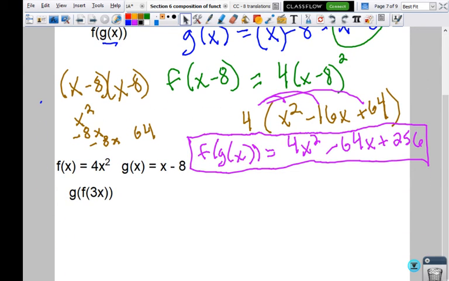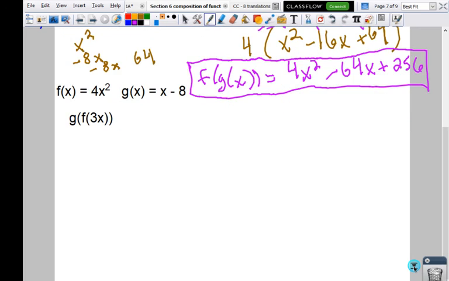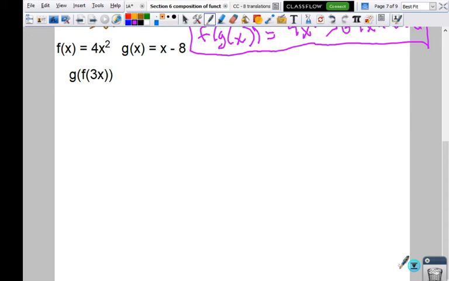Alright, this time around, we're going to do g of f of 3x. I just moved it down so you guys could see it a little bit better. So I'm starting with f of 3x, which means everywhere I see an x, I'm going to replace it with 3x. So I'm going to go 4 times (3x) squared.